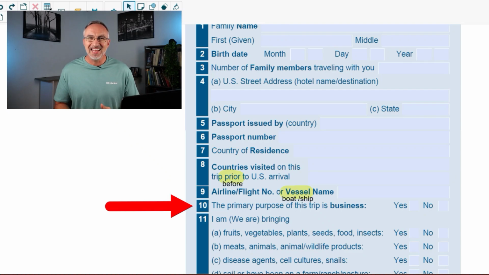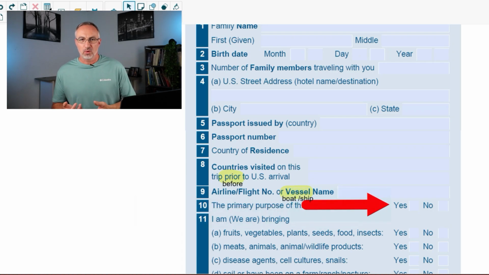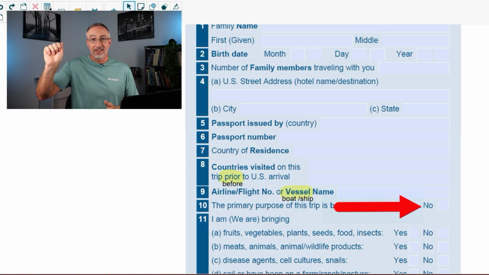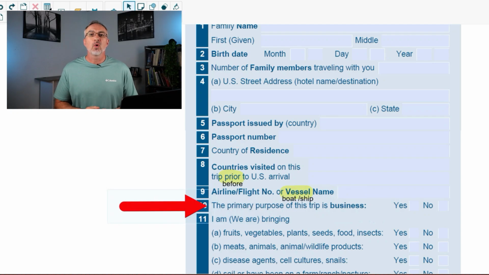Now, numbers 10 through 14 are yes/no questions. That means you need to tick either yes or no. Number 10, the primary purpose of this trip is business. So if you've come to the United States for work.